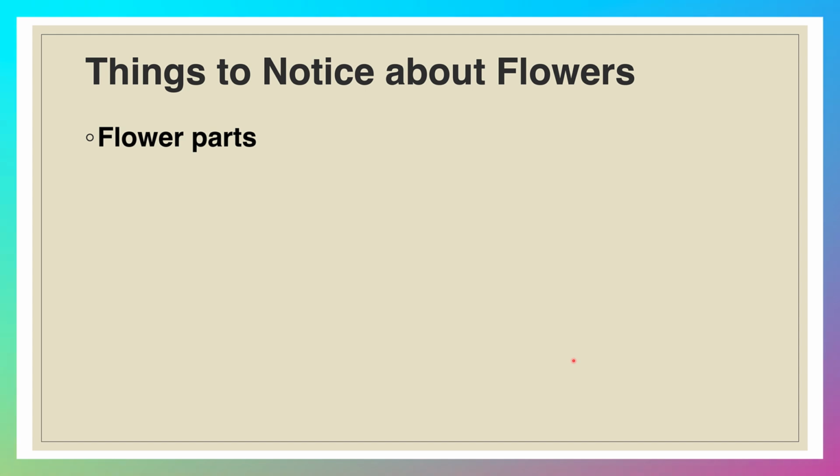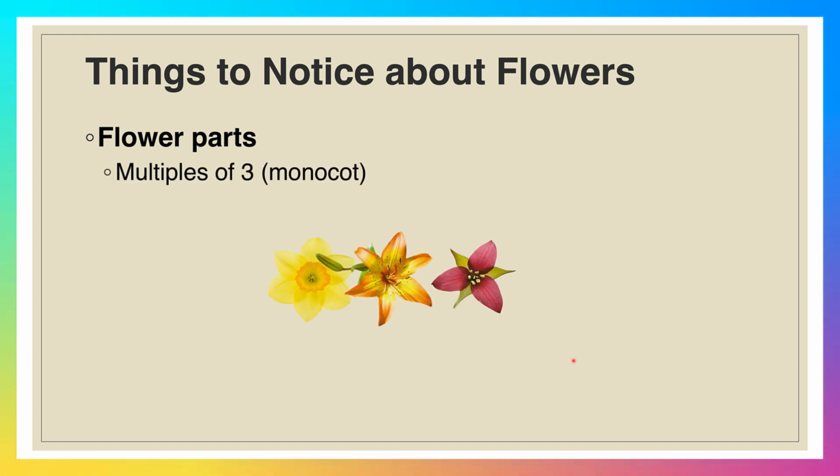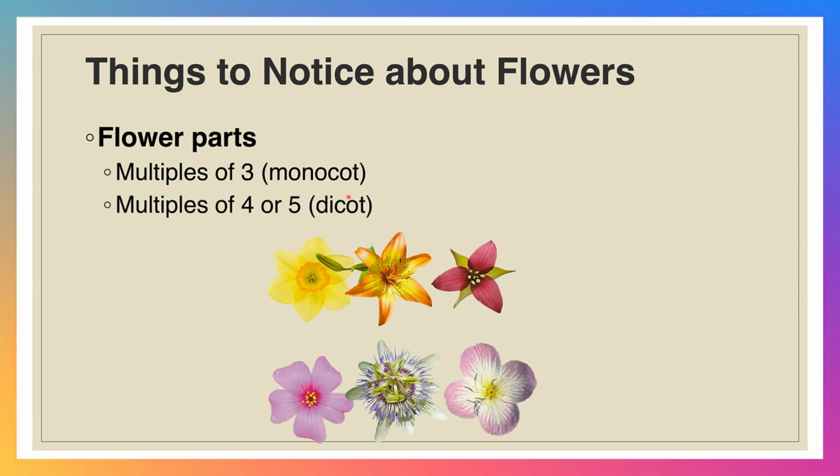One thing to notice is the flower parts. For example, how many petals does the flower have? If they have multiples of 3, like this is 6, and this is 3, then the flower is called a monocot. A monocot means it has one cotyledon in the seed, and we'll talk about this again when we get to seeds. The other type is called a dicot, which has multiples of either 4 or 5 petals per flower. Here's 4, here's 5. And dicots have 2 cotyledons in their seeds.